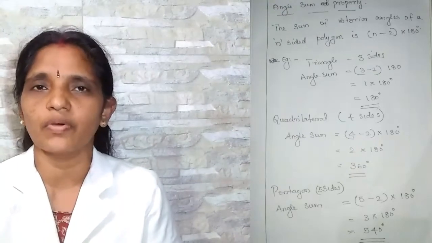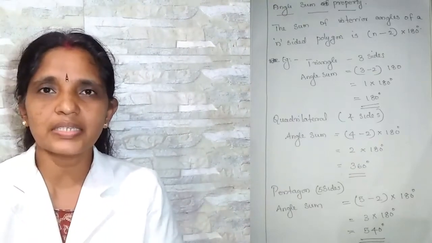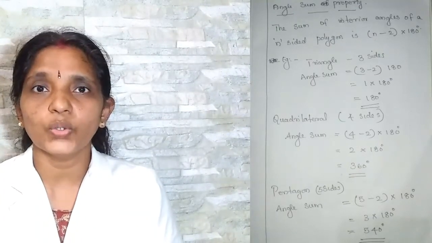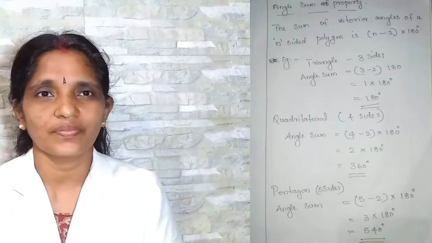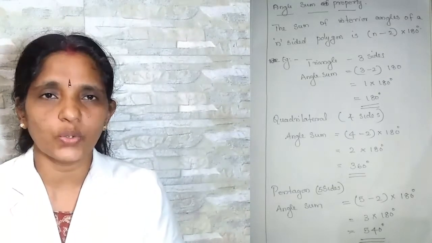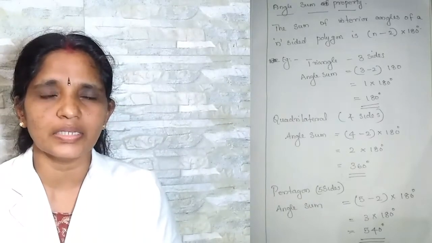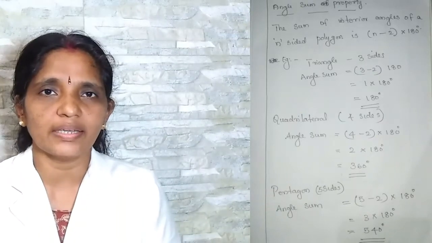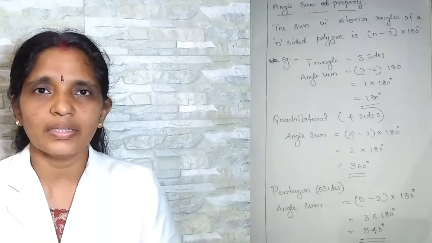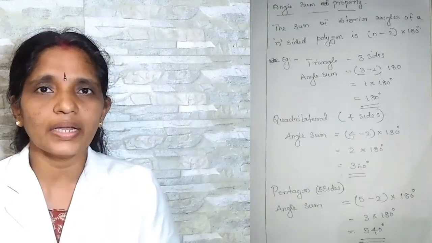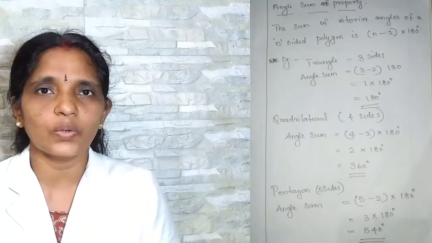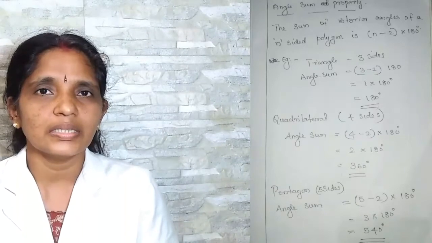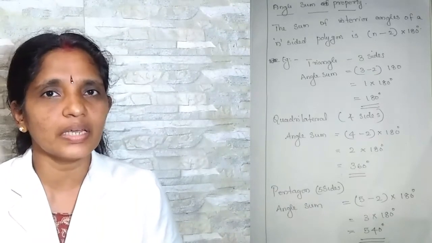For a triangle, the sum of the angles is 180 degrees. Next comes the 4-sided polygon, quadrilateral. You can split it up into 2 triangles. Is it? Quadrilateral will split up into 2 triangles. 2 triangles means the sum will be 2 into 180. That means 360 degrees. Then we take the pentagon. Pentagon can be split up into 3 triangles. You can see from the figure, pentagon is divided into 3 triangles. That means the total angle in that pentagon will be 3 into 180.